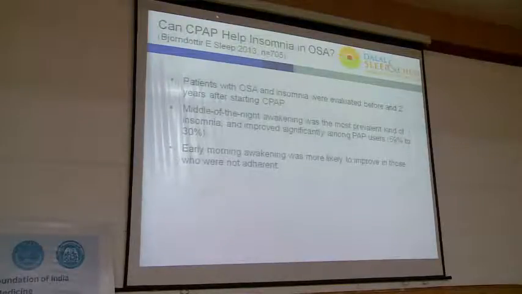So it showed two things. One, that with CPAP in OSA patients, the middle of the night awakening was probably the insomnia which was corrected by CPAP. But all those patients who were prescribed CPAP and not using it, poorly compliant, had an early morning awakening.